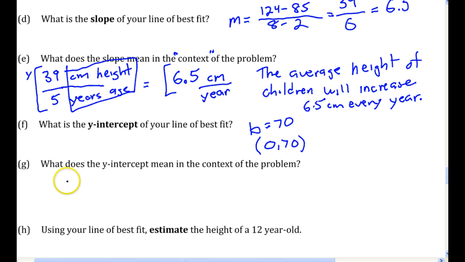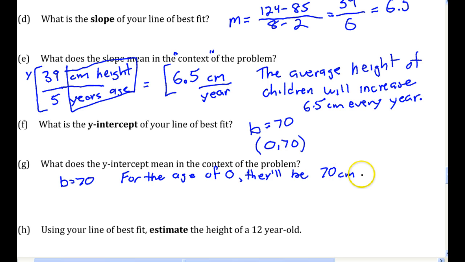Okay, and it's also the start of our graph. For the age of 0, it'll be 70 centimeters tall, which we know is not true, but remember, that's how scatter plots are. They're just an estimation. Okay.